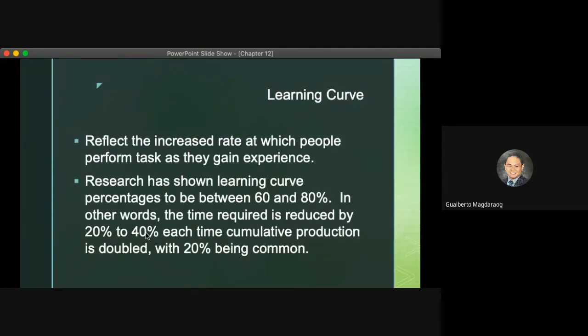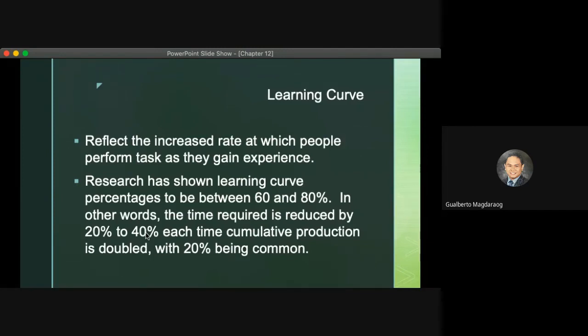Next is learning curve. Learning curve reflects the increased rate at which people perform tasks as they gain experience. And research has shown learning curve percentage to be between 60 and 80%. In other words, the time required is reduced by 20 to 40% each time cumulative production is doubled, with 20% being common.